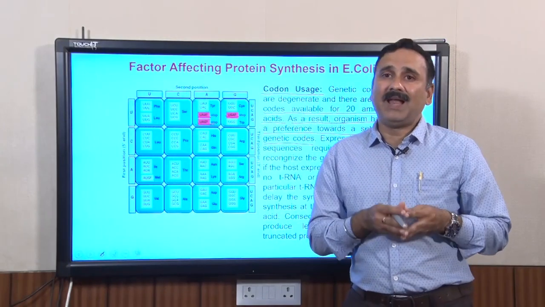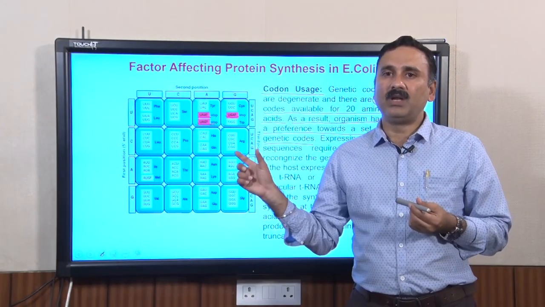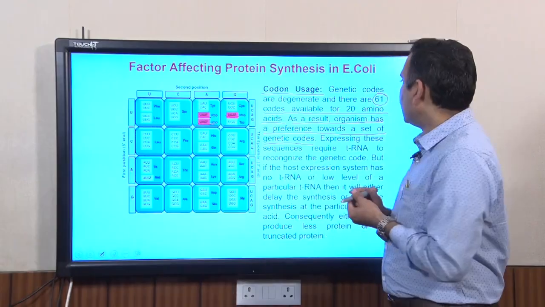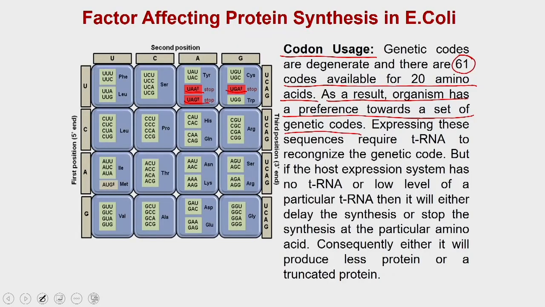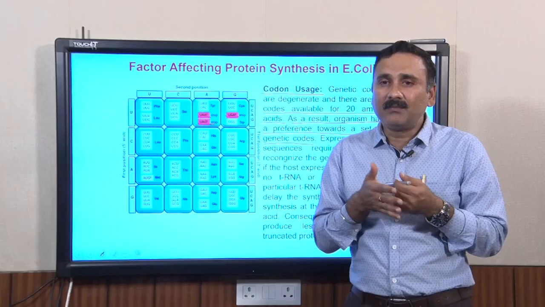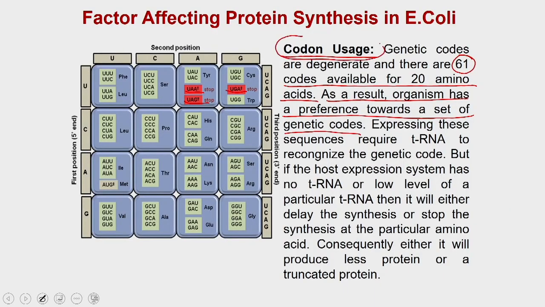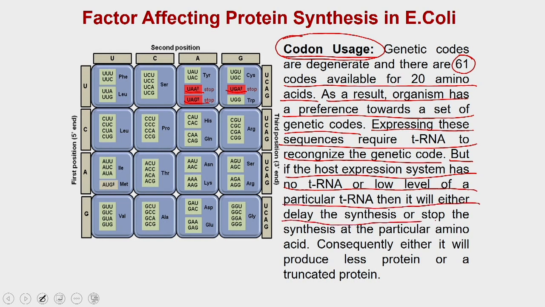In those cases, if you are cloning a protein into the E. coli expression system, you have to ensure that the tRNA corresponding to these codons is available. This particular type of problem is called codon usage. Expressing these sequences requires tRNA to recognize the genetic code. But if the host expression system does not have the tRNA, or has a low level of a particular tRNA, then it will either delay the synthesis or stop the synthesis at a particular amino acid.